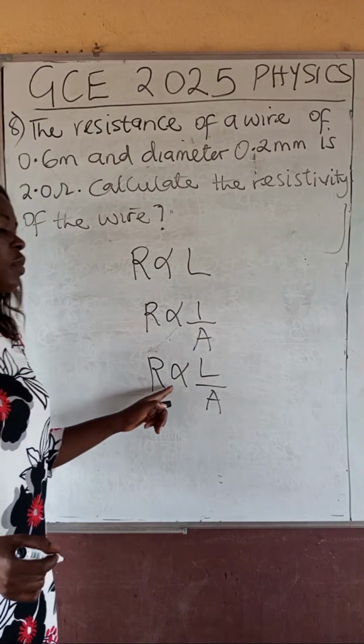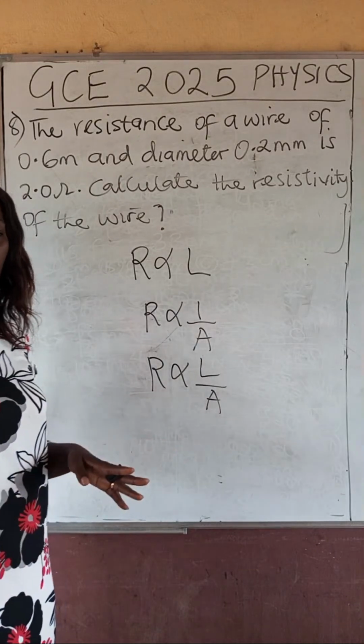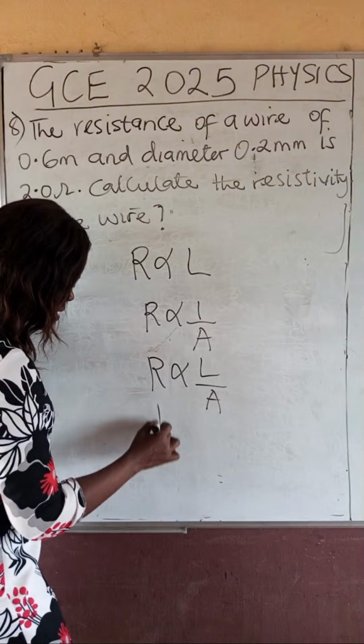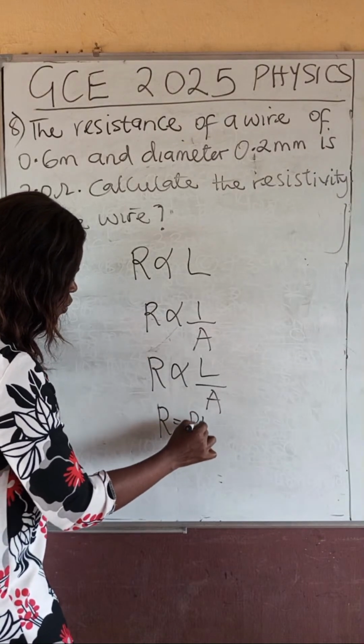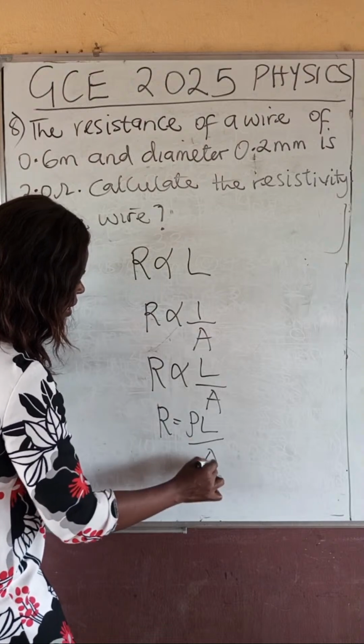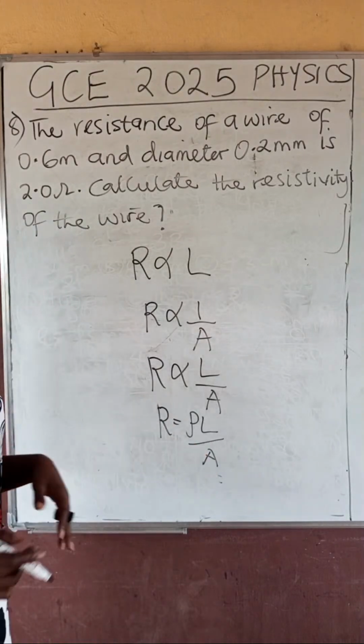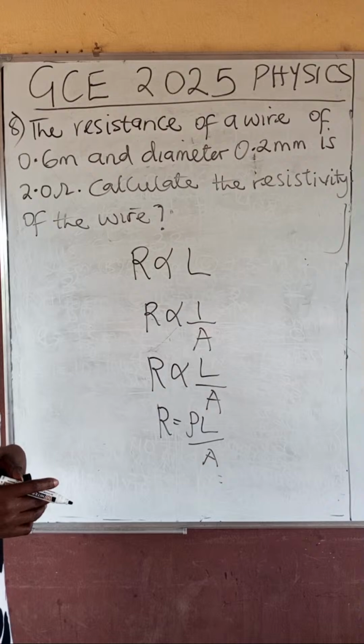Now, if I remove this proportionality sign, I introduce a constant, then resistance is equal to rho L over A. This constant is what is said to be the resistivity.